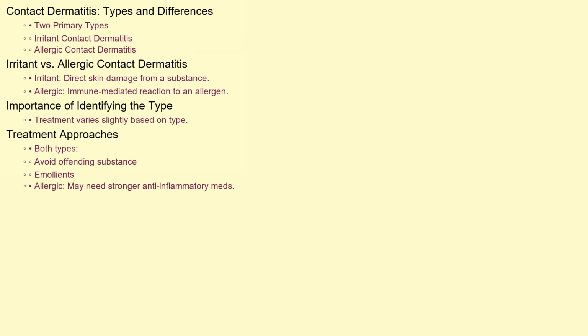We can classify contact dermatitis into two primary types: irritant and allergic, as we've already discussed. Irritant contact dermatitis is caused by direct damage to the skin from a substance, while allergic contact dermatitis is an immune-mediated reaction to an allergen. Recognizing which type you are dealing with is important because the treatment approach may vary slightly. For example, while both types benefit from avoiding the offending substance and using emollients, allergic contact dermatitis may require stronger anti-inflammatory medications.